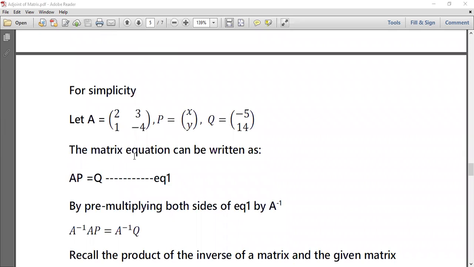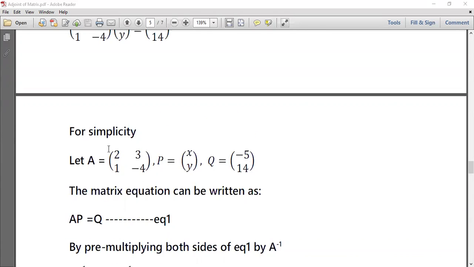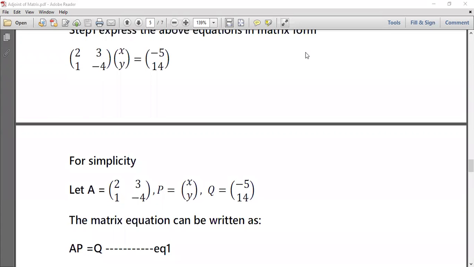Now look at it. The matrix equation can be written as this. Remember, this is the matrix, this is the variable, and this is the constant. So I can write it in a simple way like this. This whole expression I can put in a simple format as this. Simple as that. That's what I say, make it a bit simple. So I can write it like this, the same thing. Okay, let me clear the screen.